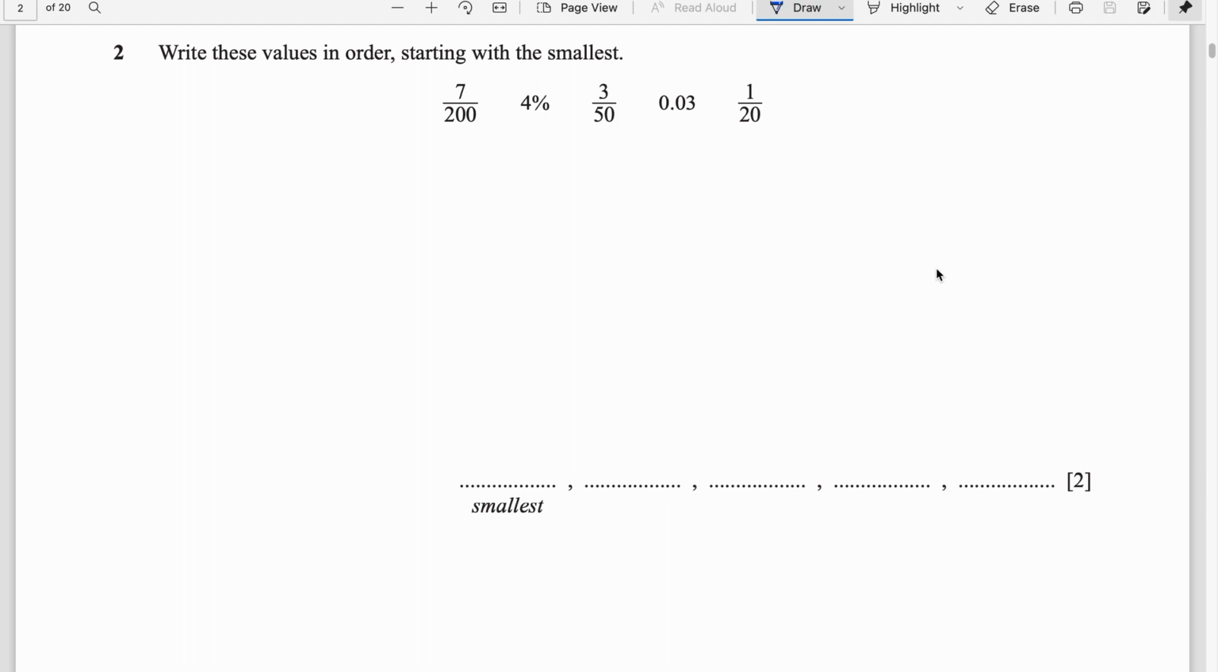Question number 2, write these values in order starting with the smallest. So there are different ways you can do this. I'm going to make the denominators same. I can see the largest number is 200. I'm going to convert them all into 200, multiplying both numerator and denominator by 2, making it 8 by 200, by 4, making it 12 by 200, by 2 again, making it 6 by 200, by 10, so 10 by 200. Now all the denominators are same and you can clearly see which fraction is the smallest.